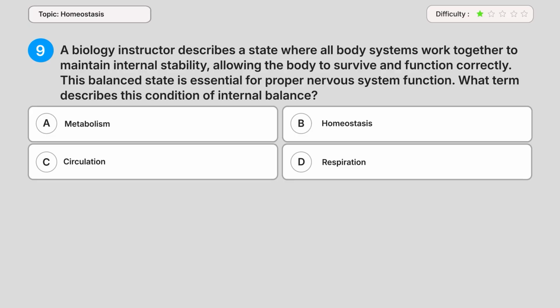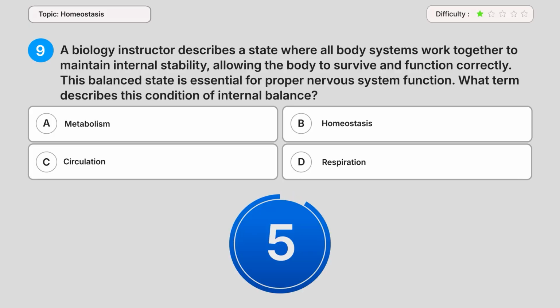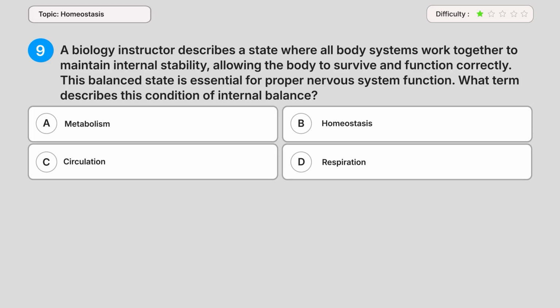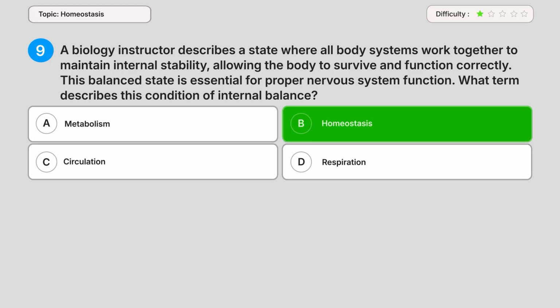A. Metabolism. B. Homeostasis. C. Circulation. D. Respiration. What do you think is the answer? Correct answer, B. Homeostasis.